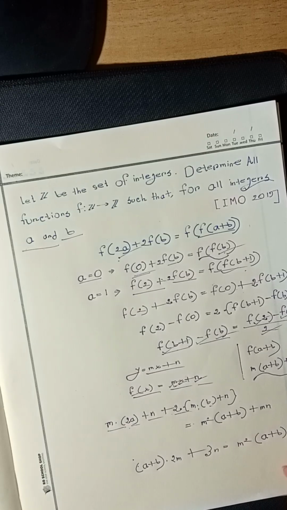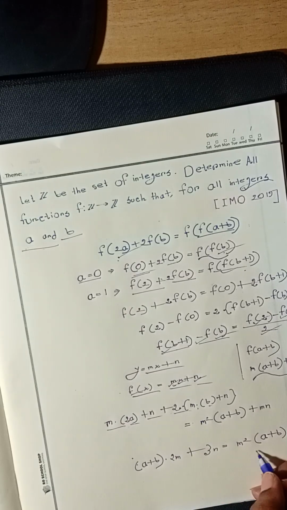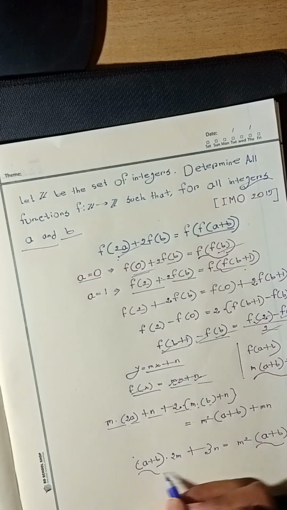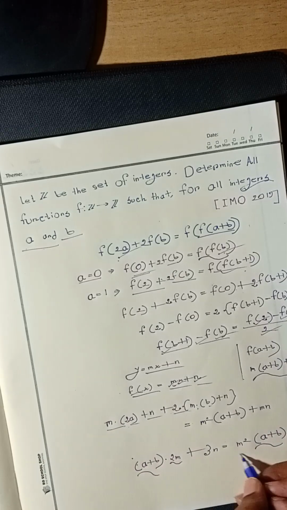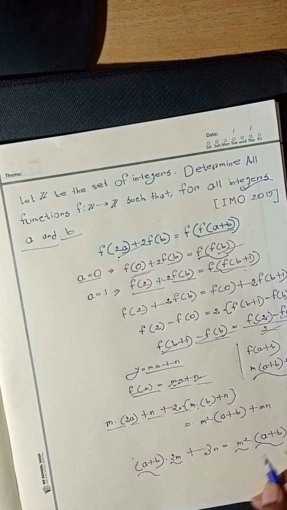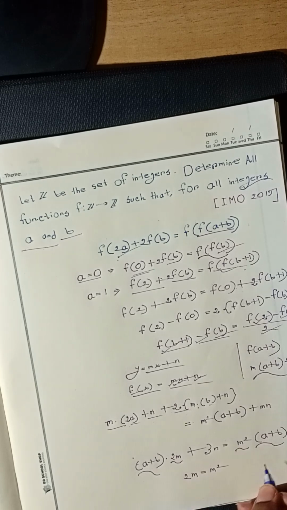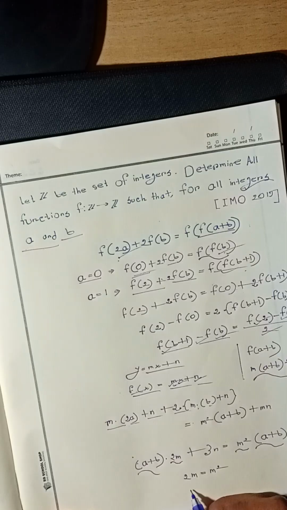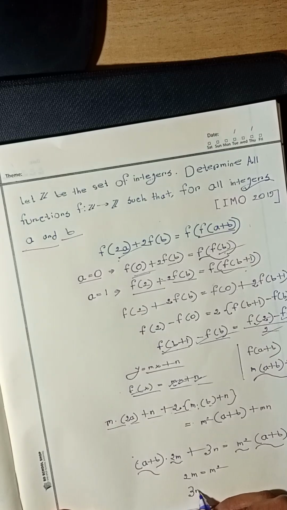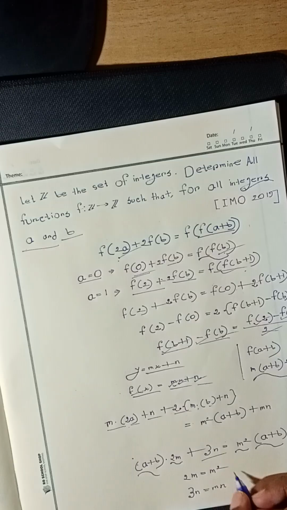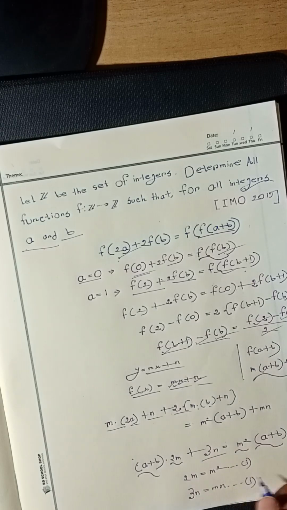Now if we match the coefficients of the same terms, then a plus b into 2m and a plus b into m square should be the same. So we can say that 2m is equal to m square, and another one we can say is that 3n is equal to mn. We have just matched the coefficients. So this would be our equation 1, and this would be equation 2. Now we solve these equations.